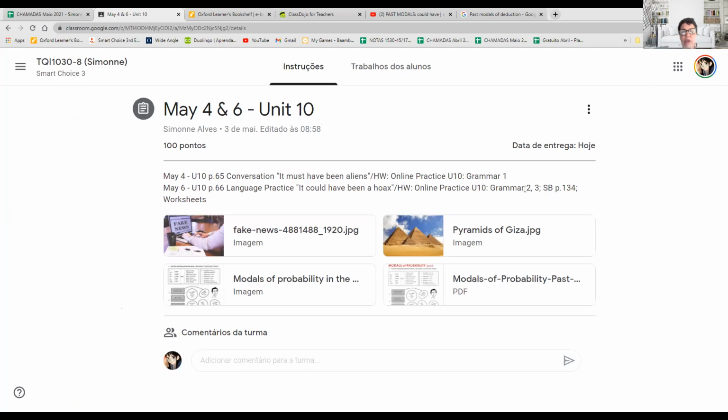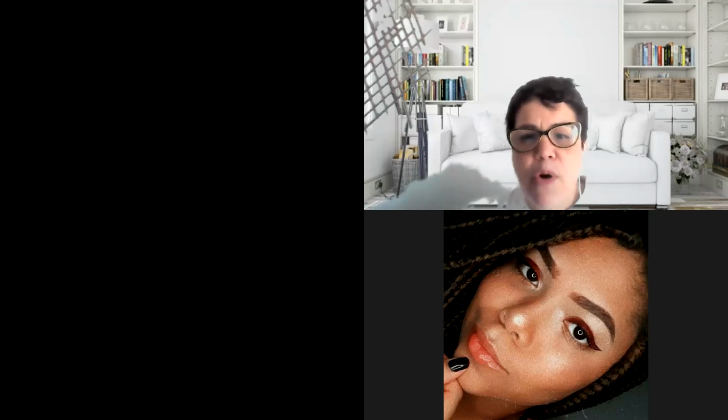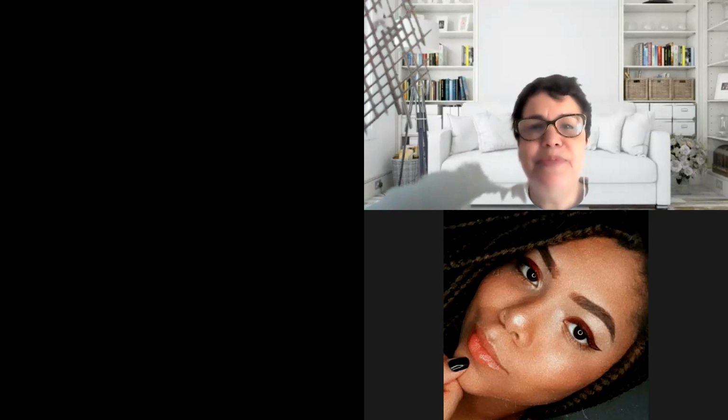So just before we go, let's take a picture. Okay. Let me change here. All right, girls, let's take a picture using the gallery view. Let's go 1, 2, 3.